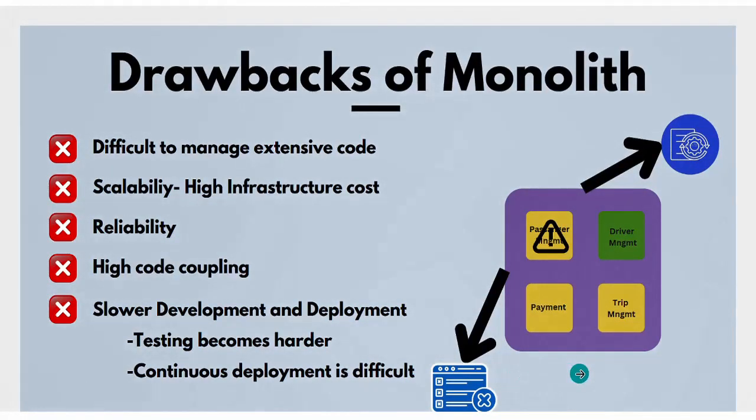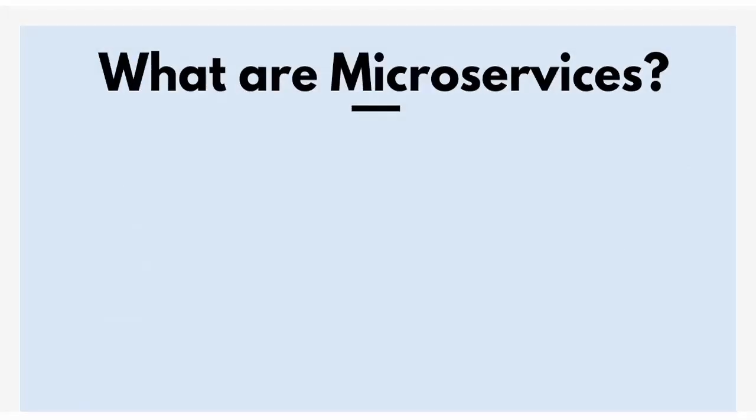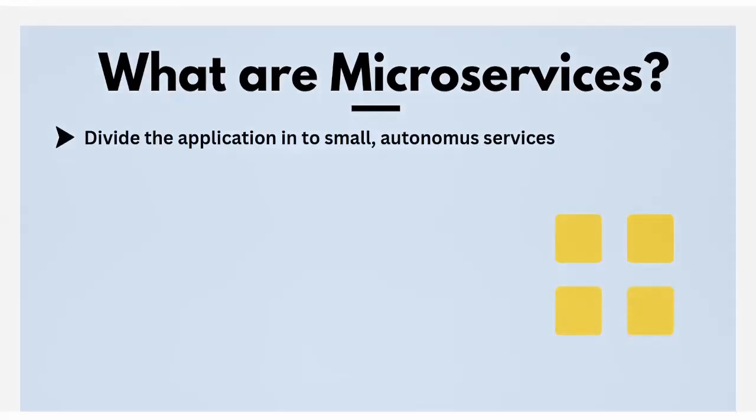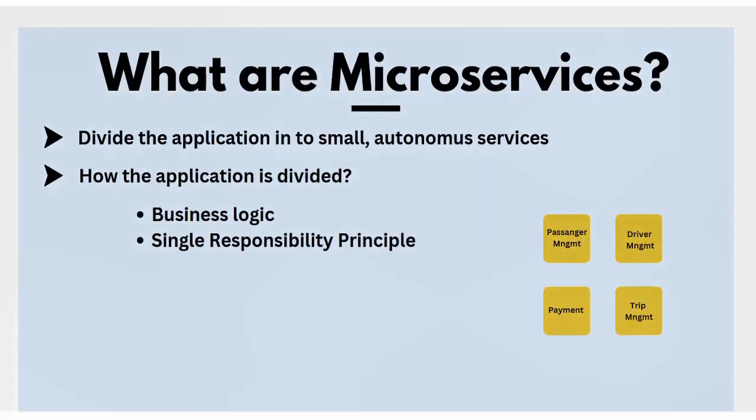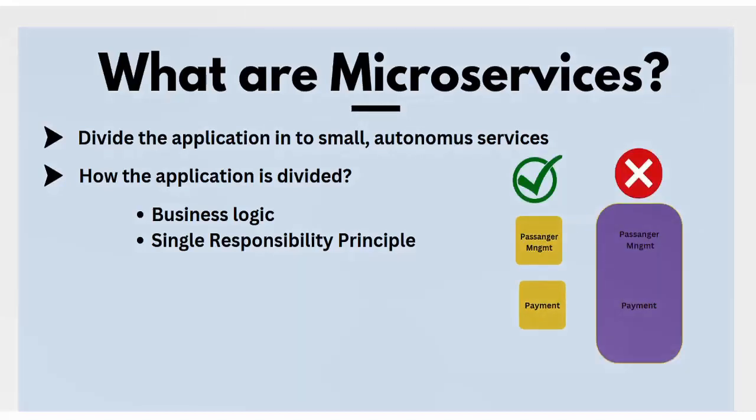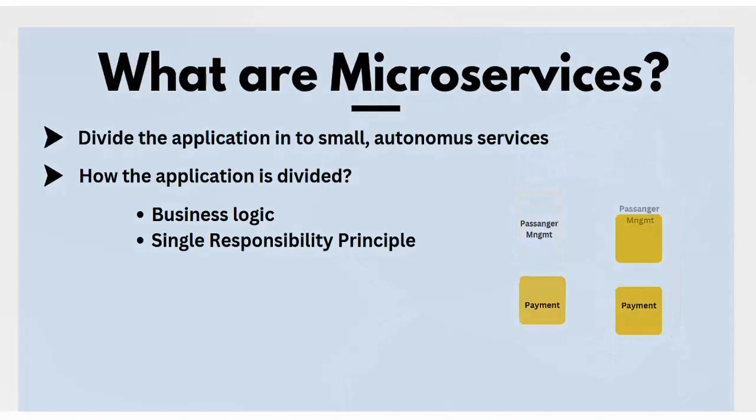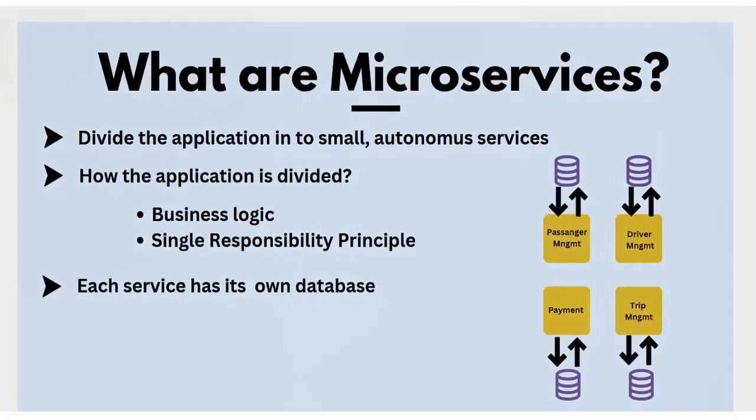So, the solution to all these problems was the microservices architecture, or microservices. Now, what exactly are microservices? In a microservice architecture, the whole application is divided into small independent services. These services are divided based on business logic, keeping the single responsibility principle in mind, which means one microservice will handle one business logic or domain. For example, payment logic and passenger management are two separate concerns. Therefore, they will form two separate microservices. Also, each microservice has its own database.